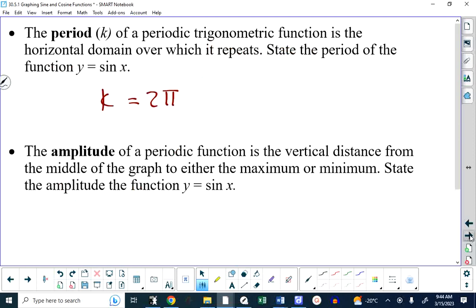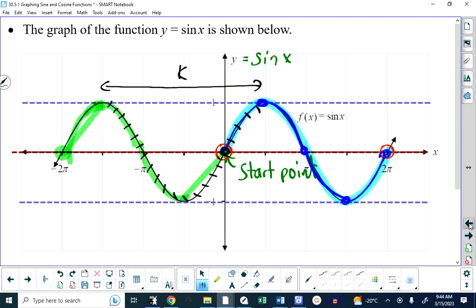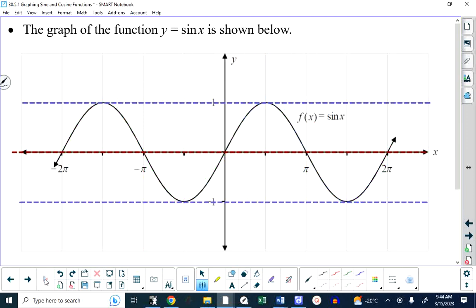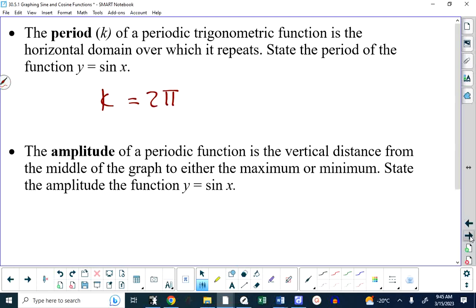The amplitude is the same thing in Physics 20 that an amplitude of a wave is. The amplitude is the vertical distance from the middle of the graph to either the maximum or the minimum. I want to go back here and just clear all this stuff off. When we talk about the amplitude, we're saying this is the amplitude, or this is the amplitude. The amplitude has no direction. We don't say the amplitude is positive somewhere and negative elsewhere. And in this particular graph, you can see the amplitude is 1. And we use capital A for amplitude.